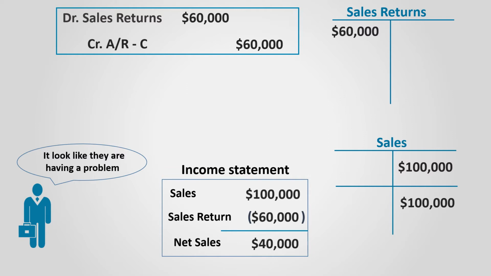Remember that the sales revenue account is not affected in this case, and it still has a balance of $100,000. It will appear in the income statement as $100,000. Then the balance of the sales returns account, which is $60,000, is subtracted from it to get the net sales of $40,000. Now, the reader of the income statement will realize that there is a problem since 60% of the sales were returned.